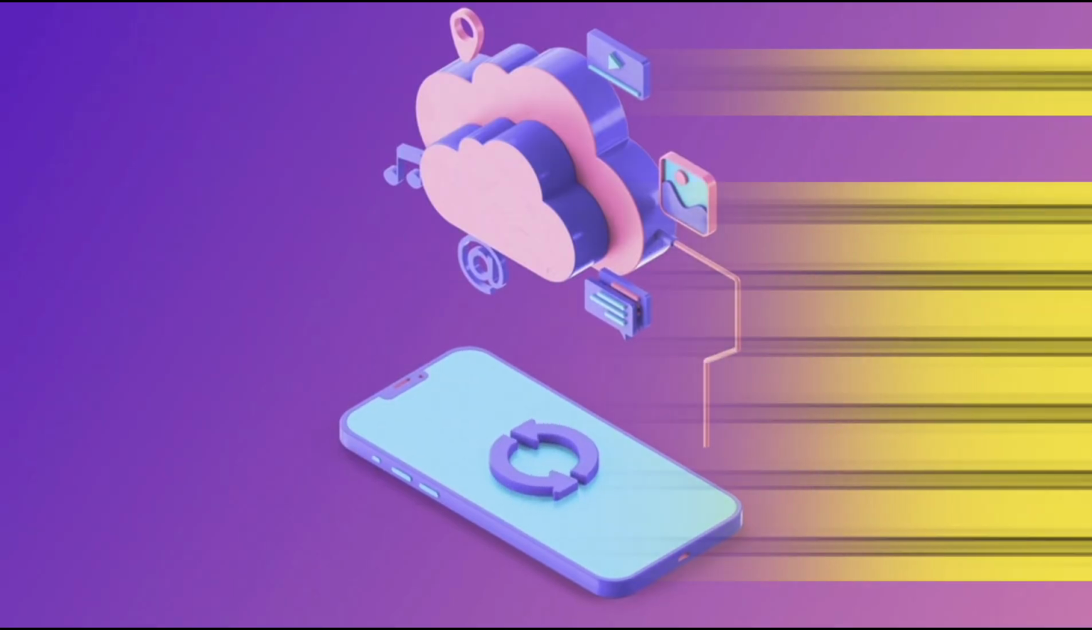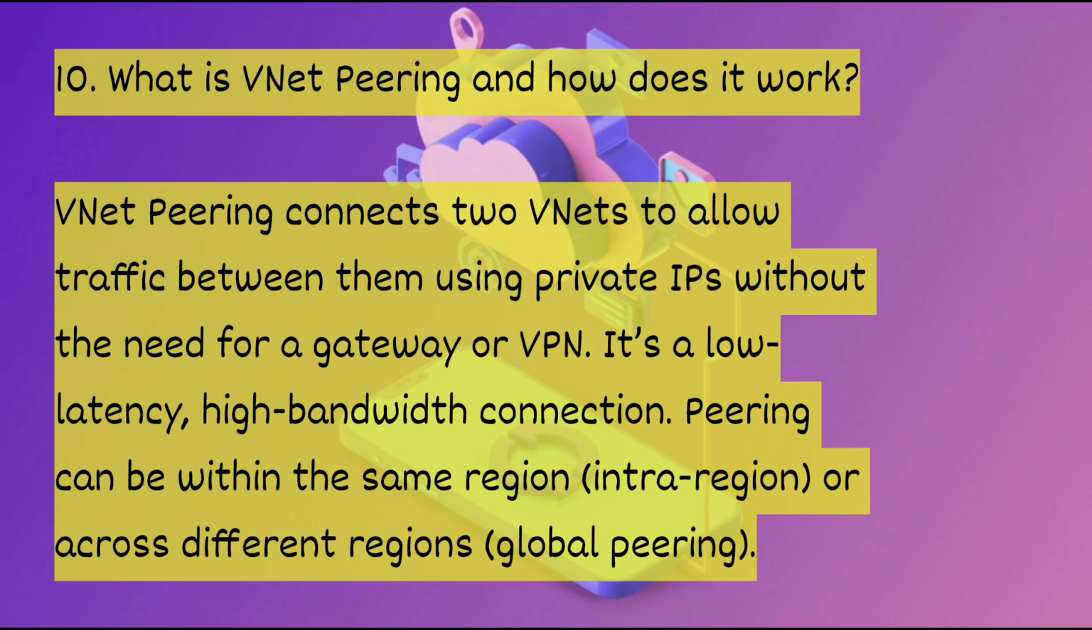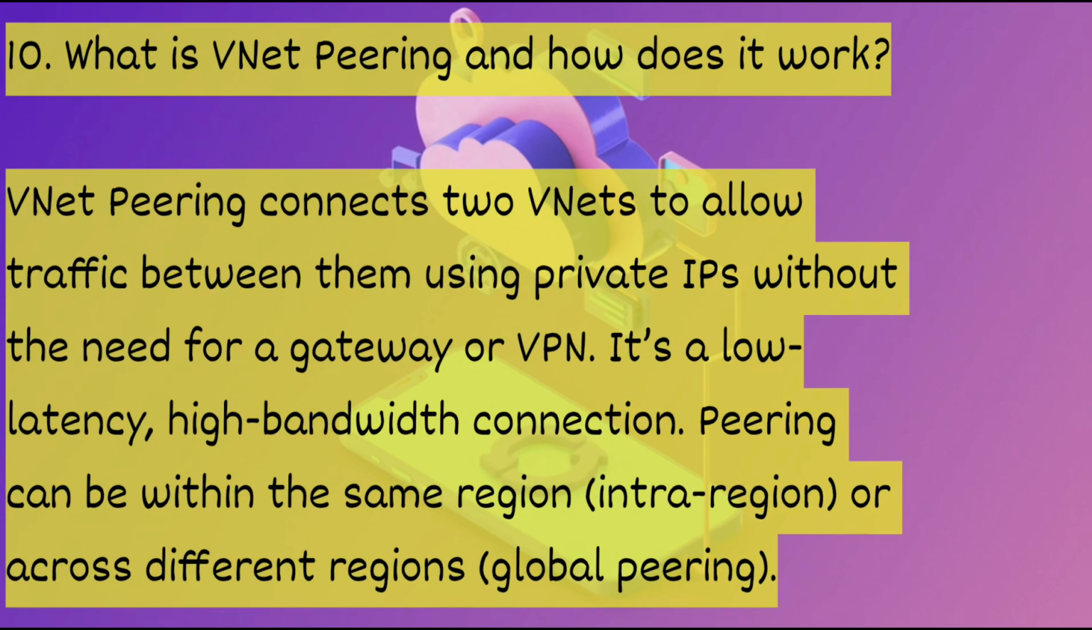10. What is VNet Peering and how does it work? VNet Peering connects two VNets to allow traffic between them using private IPs without the need for a gateway or VPN. It's a low latency, high bandwidth connection.